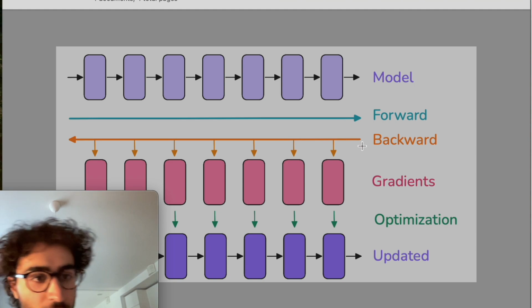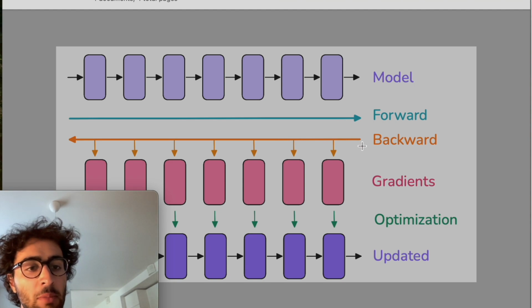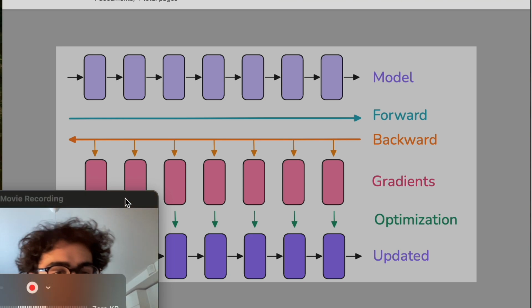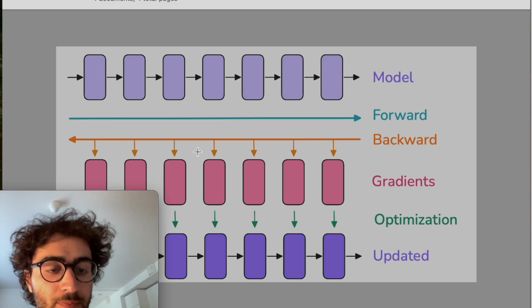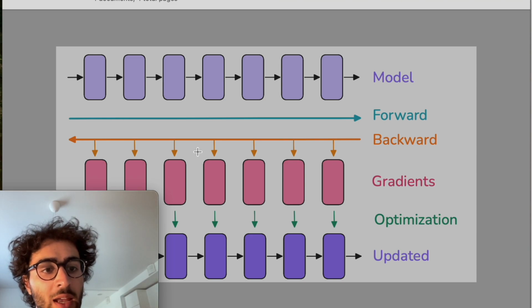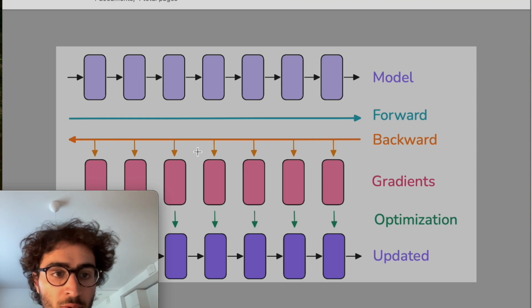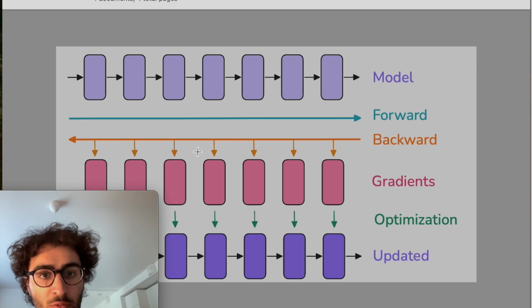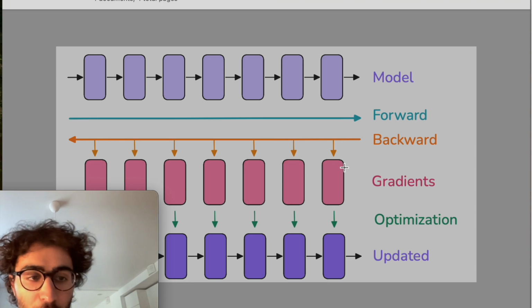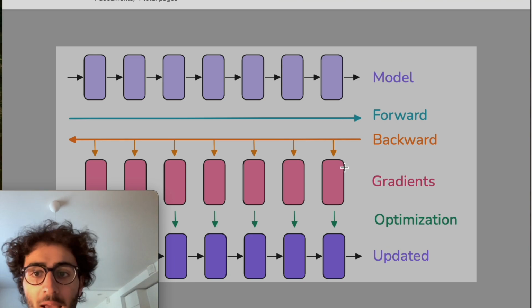The gradients, of course, occur in the backward pass because we need to do a full forward pass in order to compute our loss. And then once we have our loss, we can backpropagate through to calculate our gradients with respect to the loss. Gradients indicate how much each parameter should change to minimize our loss.